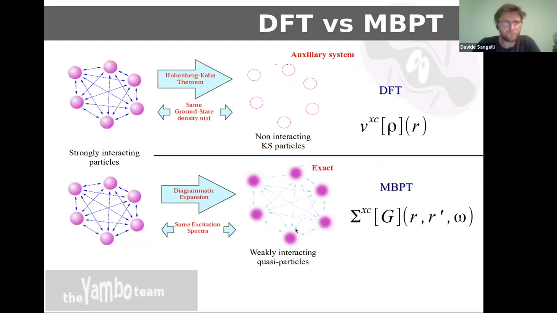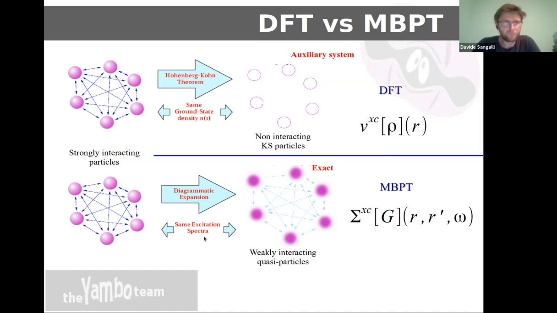So let me compare with density functional theory that you have seen so far. In DFT, you take your many-body interacting system and you switch to an auxiliary system, which is non-interacting. However, this system just gives you the exact density. And it doesn't give you, for example, the exact excitation spectrum. So within many-body perturbation theory, you switch to a system of weakly interacting quasi-particles. And one of the advantages is that this representation is, I would say, exact. And it gives you any properties that you would like to compute, for example, the excitation spectrum.